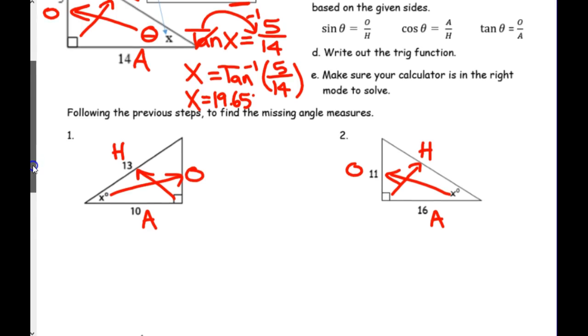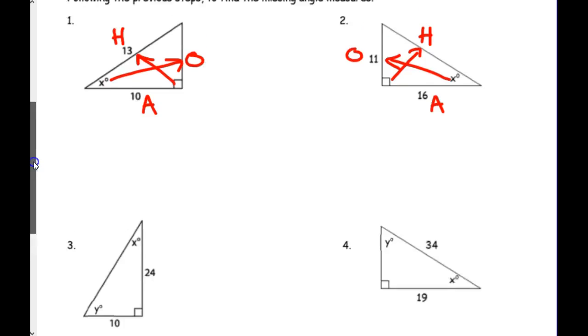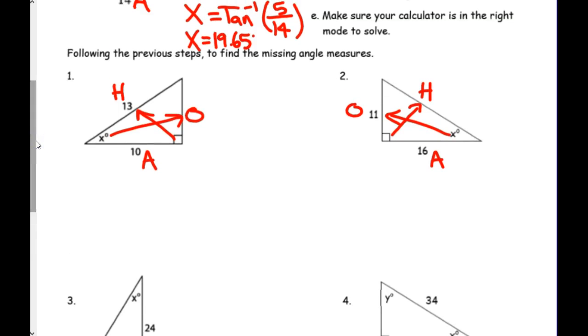So 3 and 4, obviously those are a little different because which one are you starting at, right? We'll get there, okay? But 1 and 2, we know what to do. We're going to cross out one of them. Which one do I cross out on number 1? No O. On number 2, which one do I cross out? No H, okay? So let's remember, Sohcahtoa.